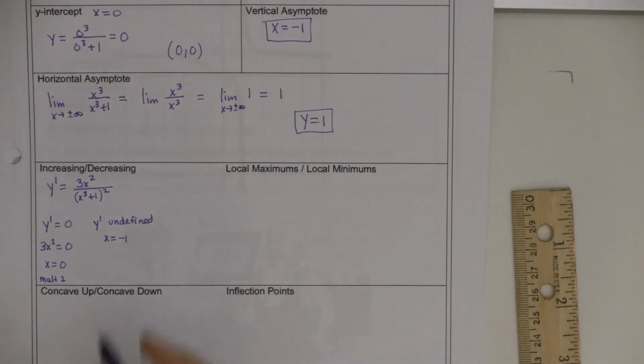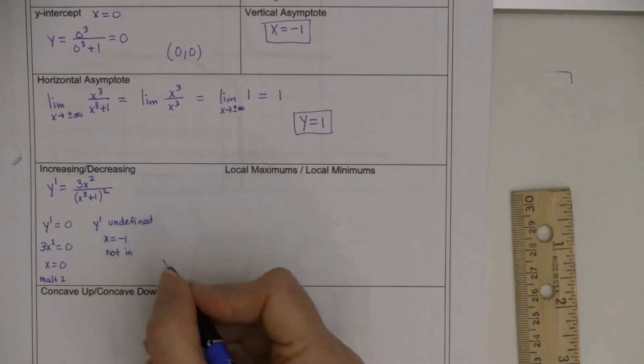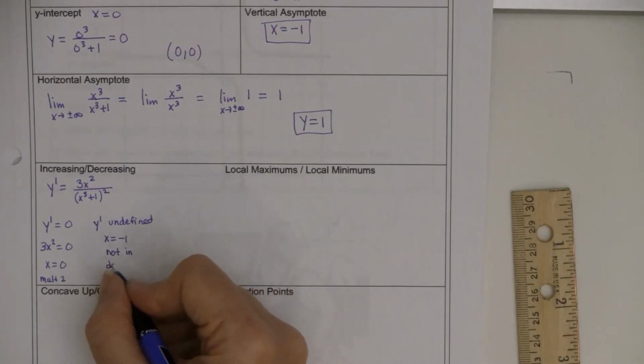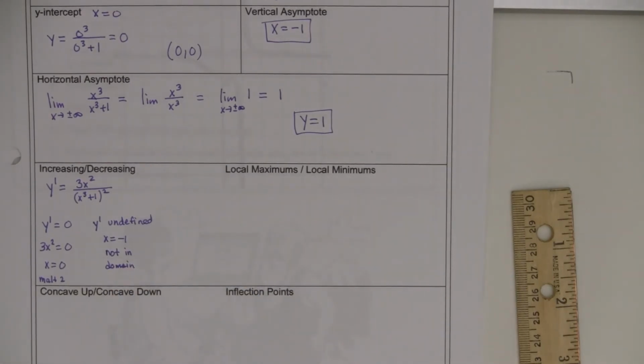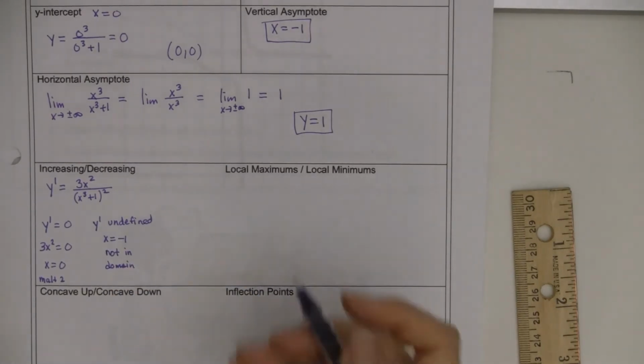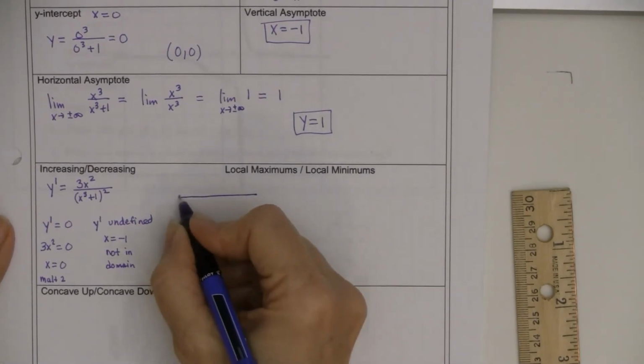And that's not in the domain. And in fact, we already know that x equals negative 1 is a vertical asymptote, right? So I like to make a note to myself on that. Then the next thing I do is a number line.